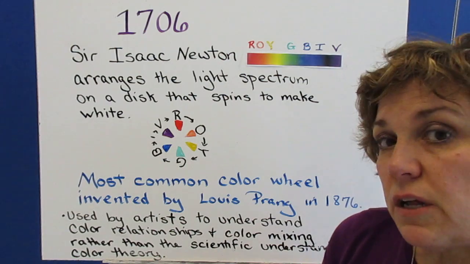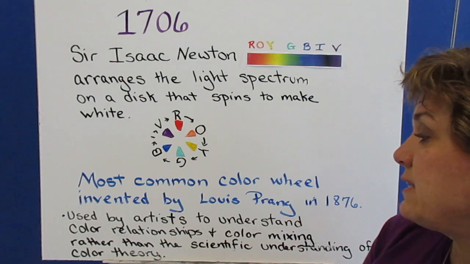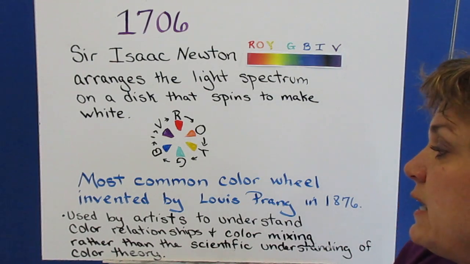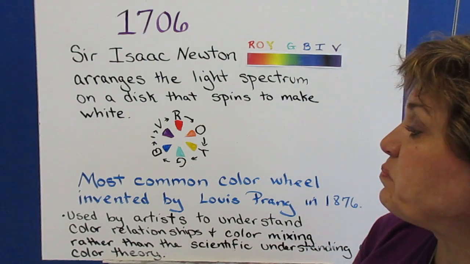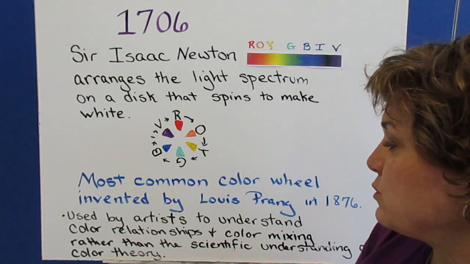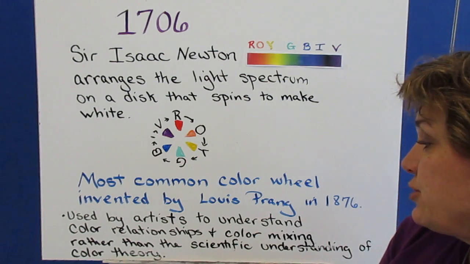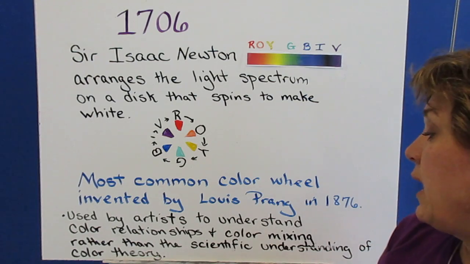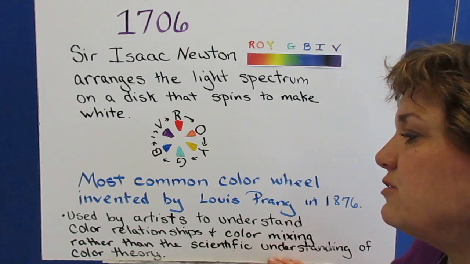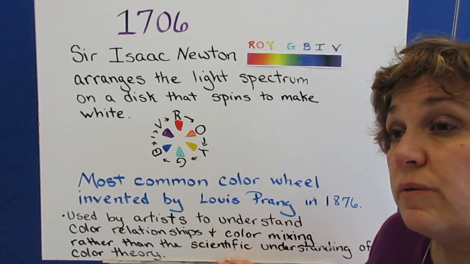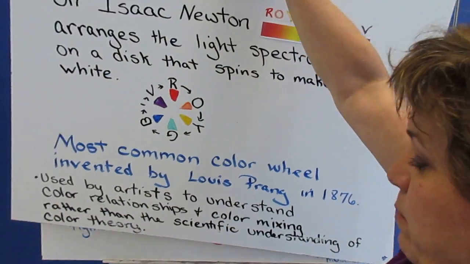The most common color wheel is the one we use in class. It was developed by Louis Prang in 1876. He was a printer, and he used them to develop how we mix colors and stack them to create all the colors we need. Artists use the color wheel to show relationships of colors, to show how to mix colors. It's not so much about the scientific understanding of color theory. It's more about color relationships and how we get to that place.